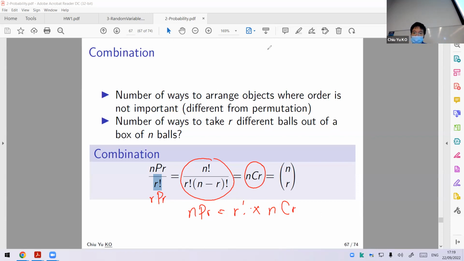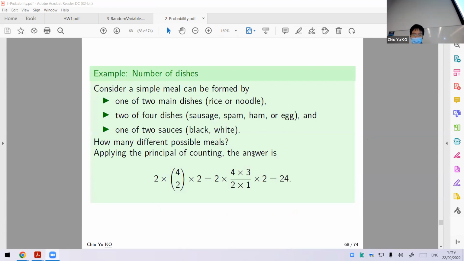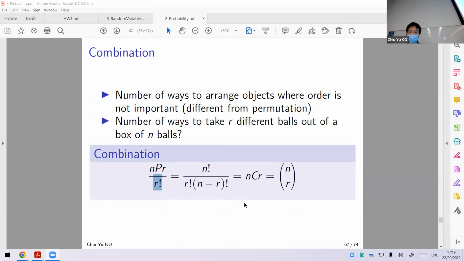That is the NCR. Let me give you an example. That's it. This NCR will be important because we use it in the next topic. That is the main reason we talk about this here.